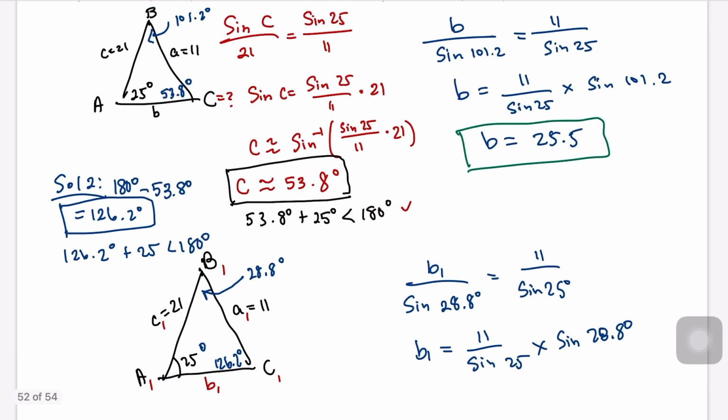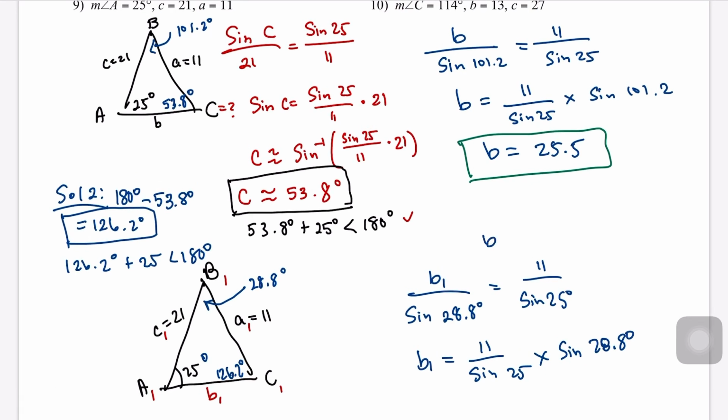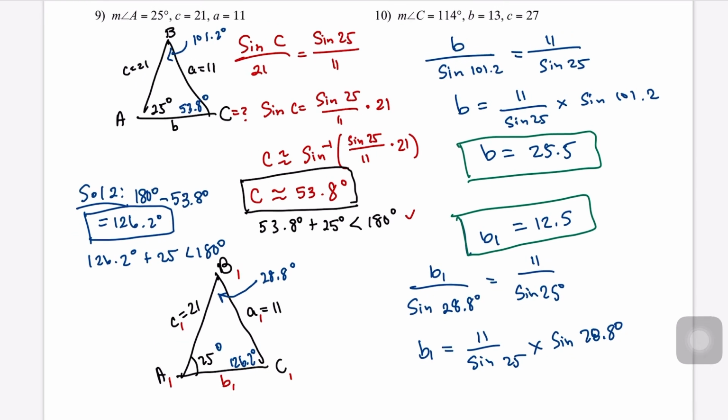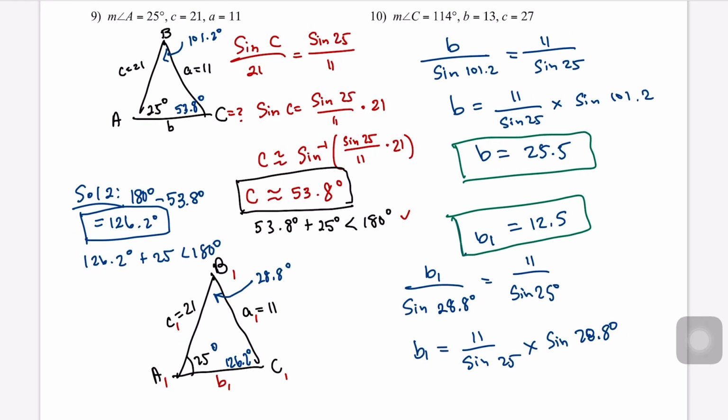So just so I don't have to scroll down much, I'll write the answer up here. B of 1. So for this other B, we should end up with 12.5. Cool. So this is what you should end up with. Pause the video if you want to process all this. But effectively, we're done with finding all the angles and all the parts of these two triangles.